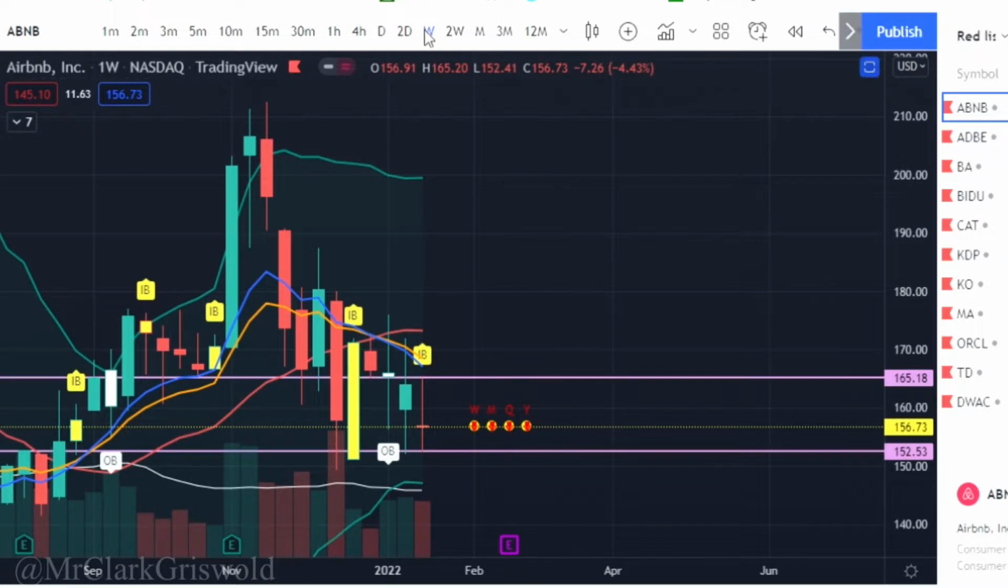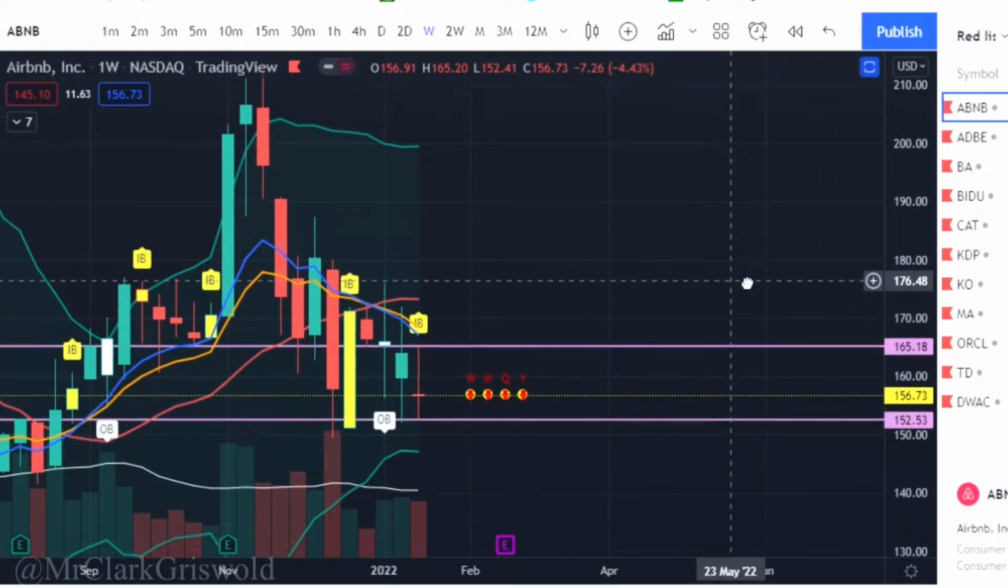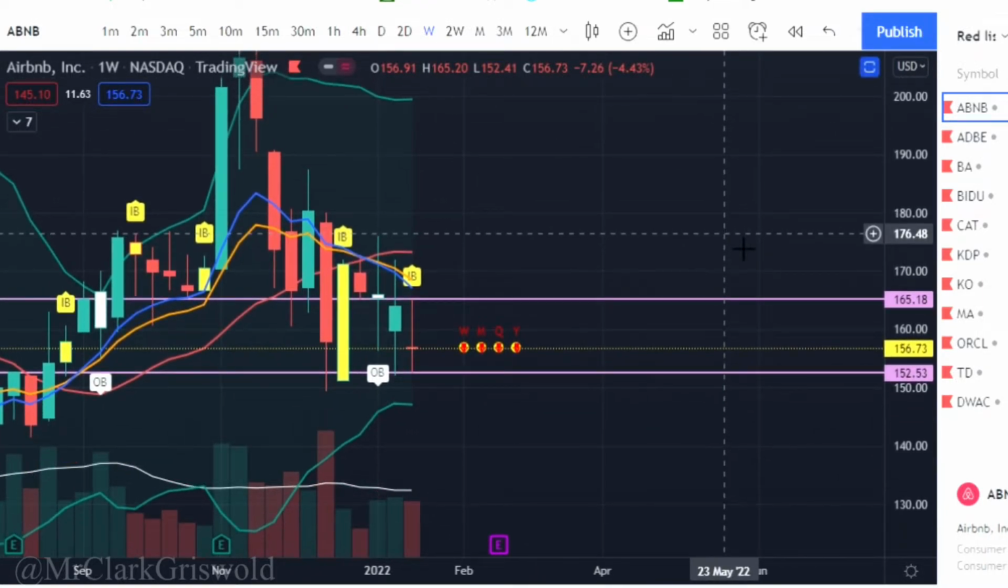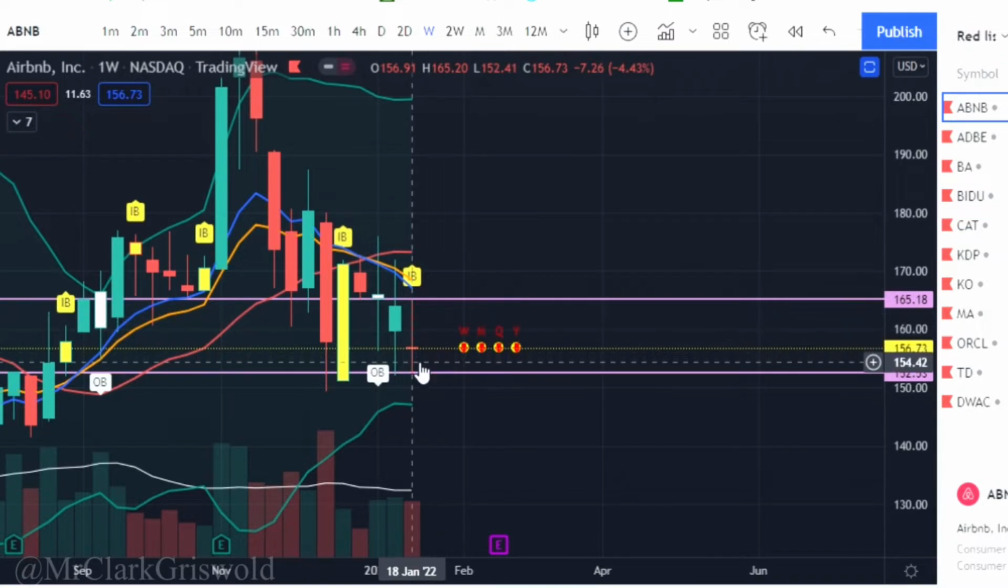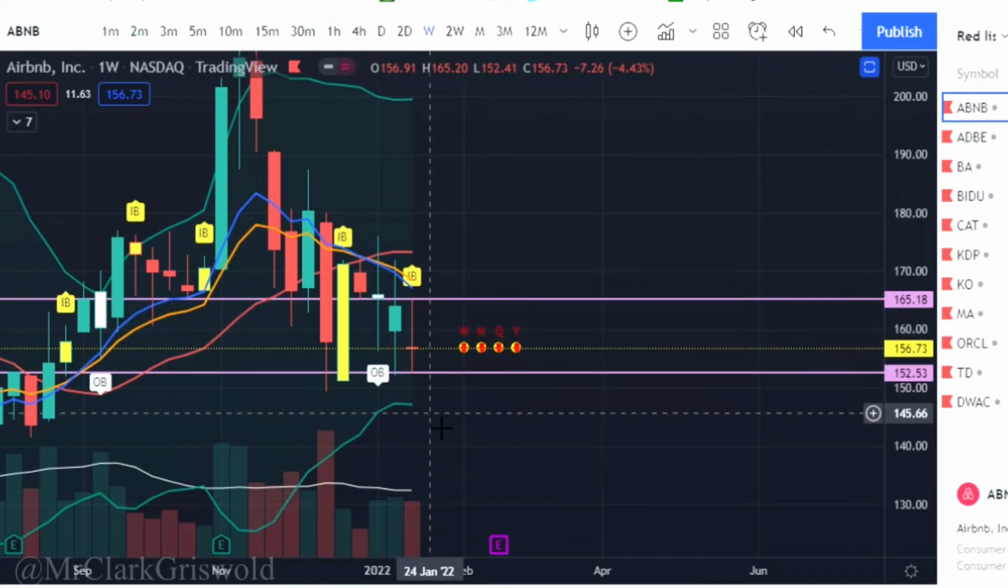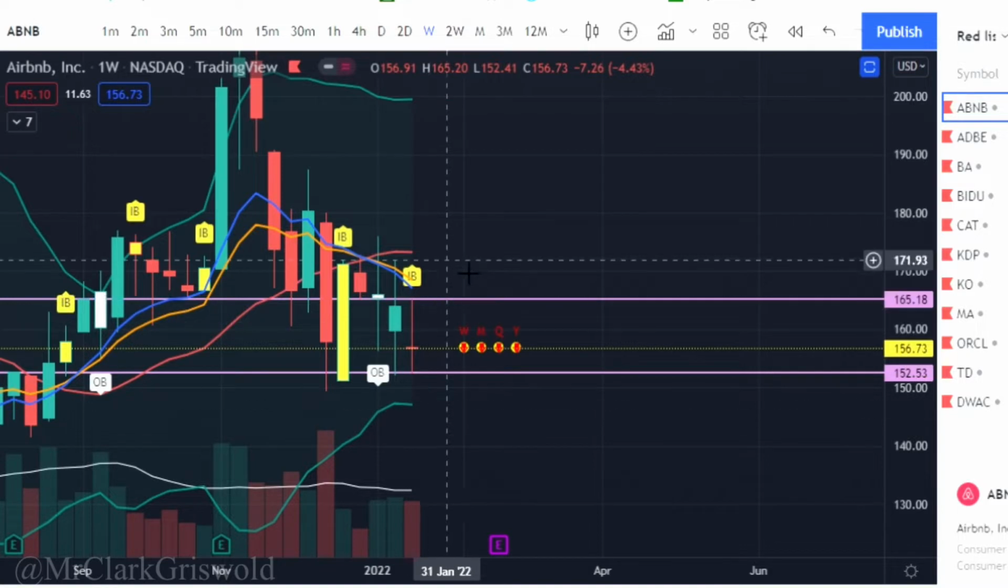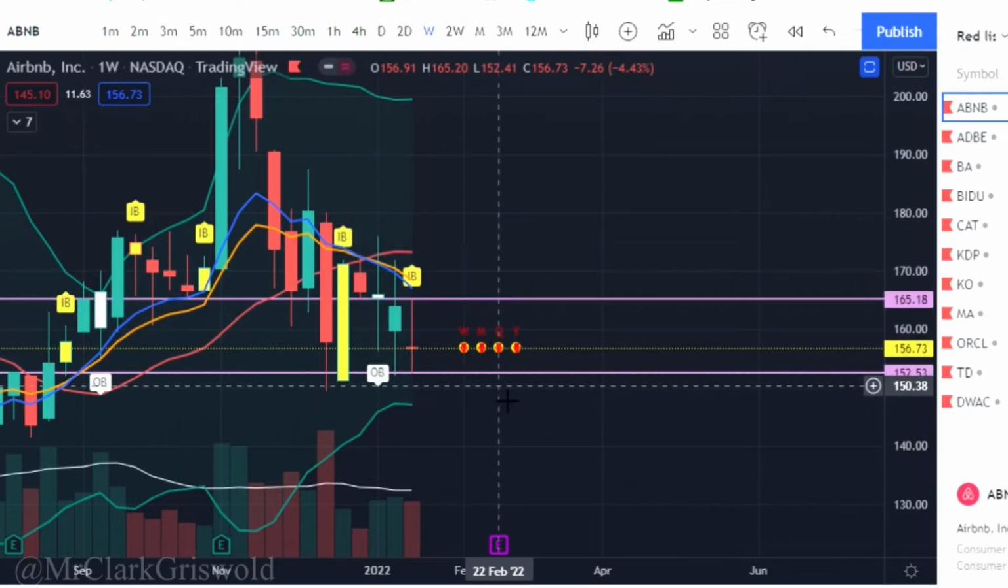We can get started on the weekly patterns here. With Airbnb, we have an inside bar, meaning we have consolidation. As I've said before, when I first started trading, I only traded inside bars with options. So if it broke the high or the low of the inside bar, I would jump in on that play. So these are swing plays.